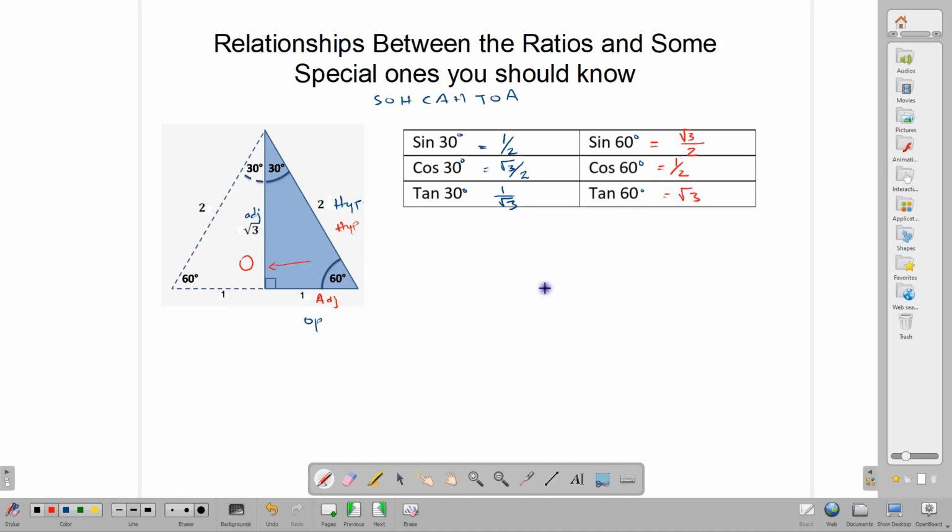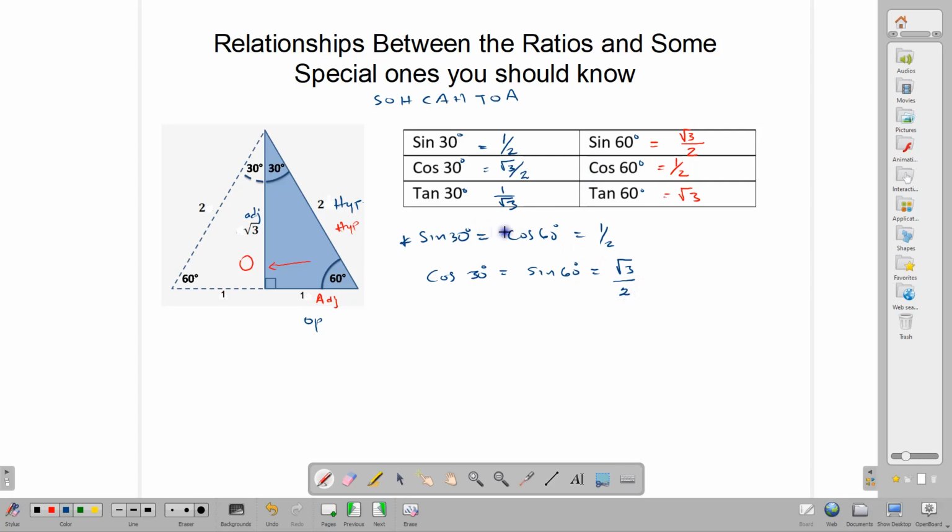So you can see that there's a little relationship thing going on here between two of the numbers. You can see that the sine of 30 is equal to the cosine of 60 degrees. Both of them are equal to a half. You should also see that the cosine of 30 is equal to the sine of 60, and both of those are equal to the square root of 3 over 2.